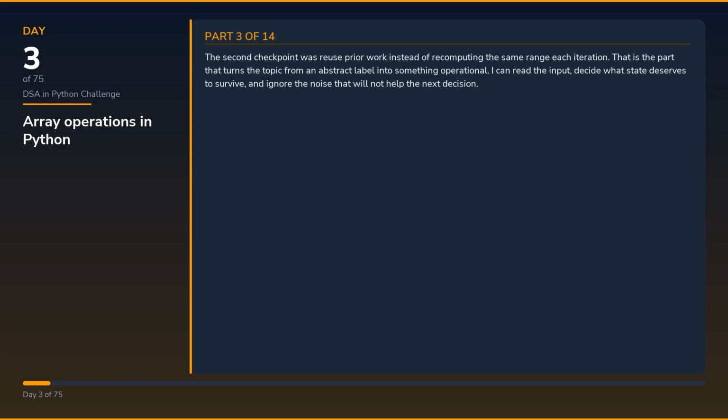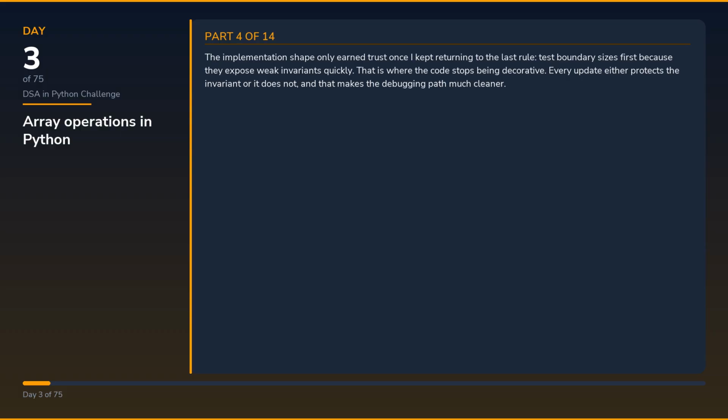The second checkpoint was to reuse prior work instead of recomputing the same range each iteration. That is the part that turns the topic from an abstract label into something operational. I can read the input, decide what state deserves to survive, and ignore the noise that will not help the next decision. The implementation shape only earned trust once I kept returning to the last rule.